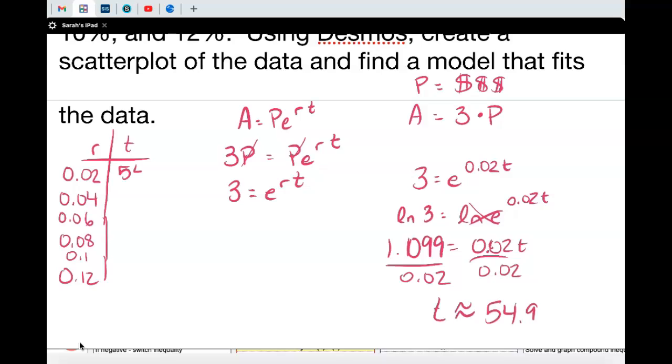Okay. So we have to do that with all the rest of these. To speed up the process, Riley's going to do 4%, Chloe's going to do 6%, Allie's going to do 8%, Trey's 10%, Tyson's 6%.